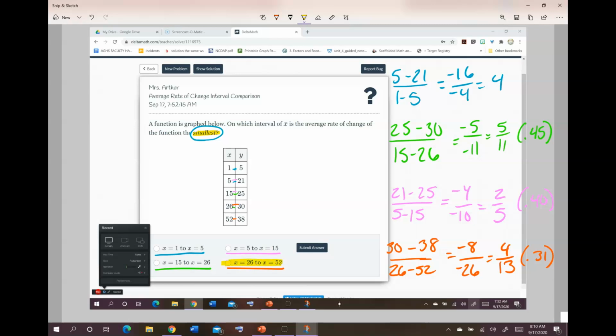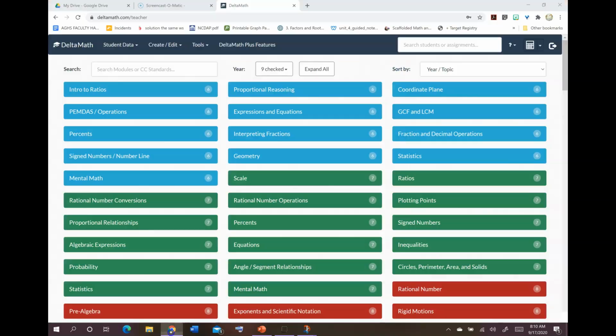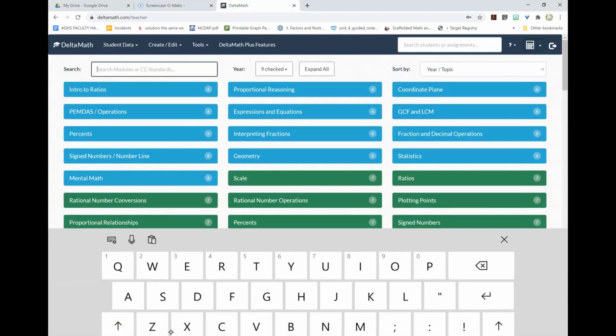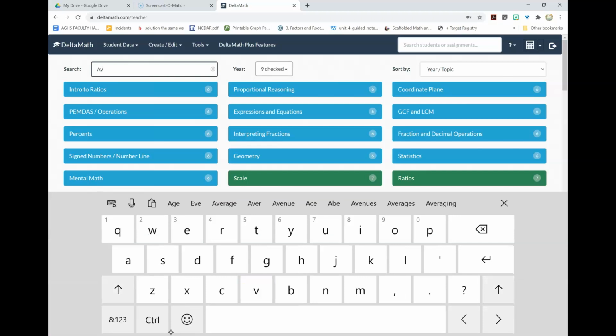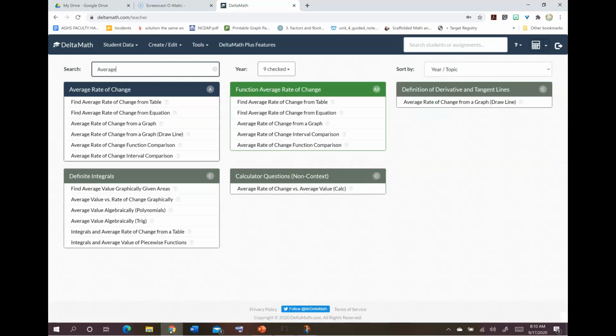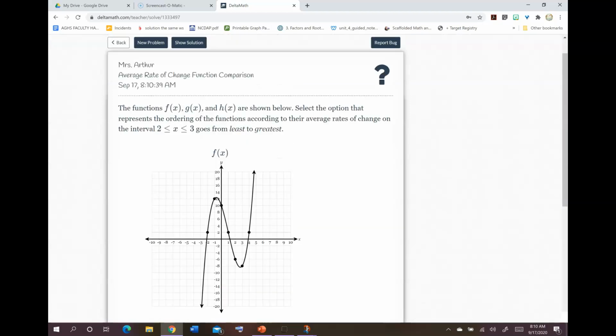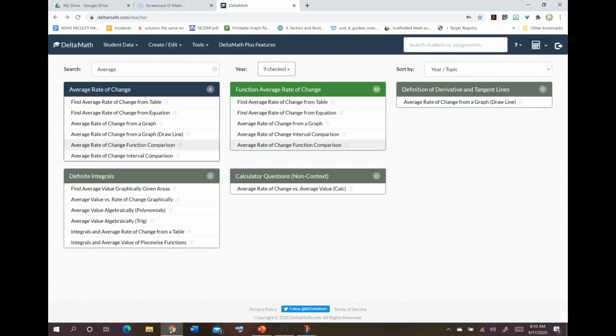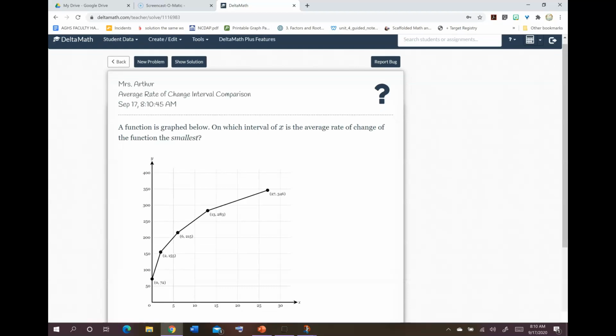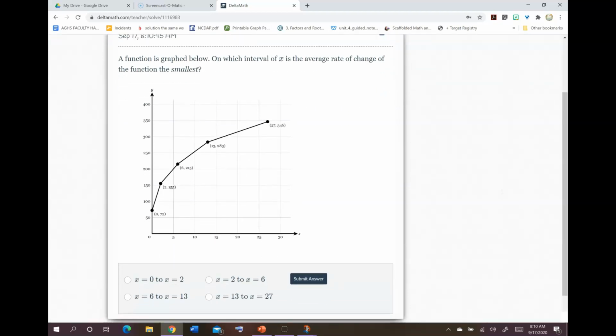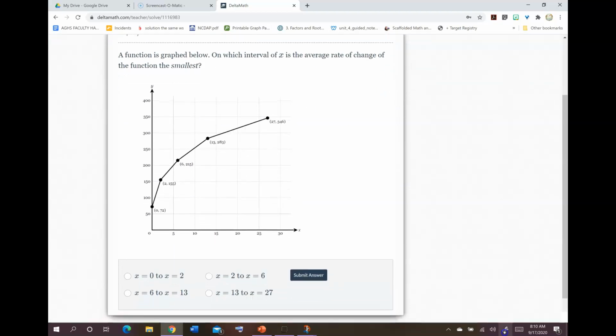Okay? All right, so let's go back to the Delta Math and see if I did all the ones. Let's look, you're going to see. All right, yeah, we did one like that. I think it's this I want to look at. All right, yes. Here's a graph one. Let's do a graph one, okay? I haven't done one like this.